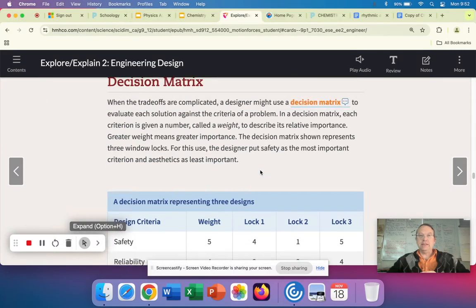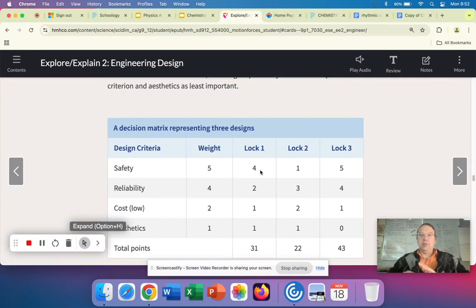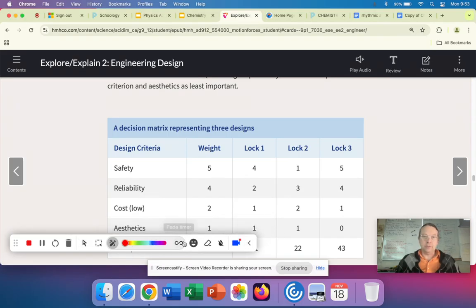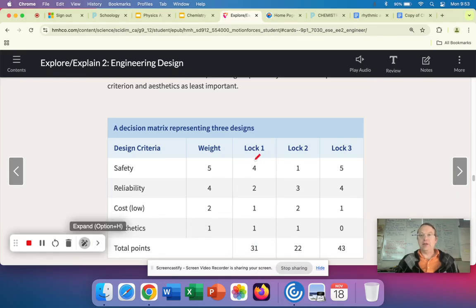You would say that safety is the most important design criteria here. Safety, number 1. And you might say that the first locking device scored 4 points for safety. So the weight would multiply how many points it got. So it would get 20 points, 5 times 4.